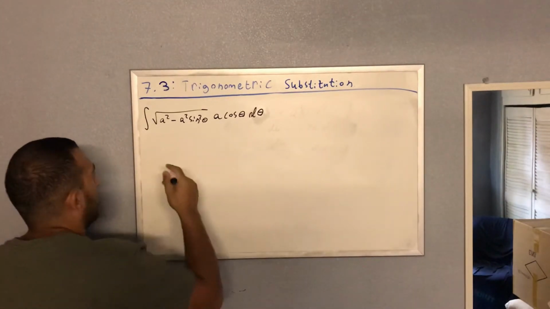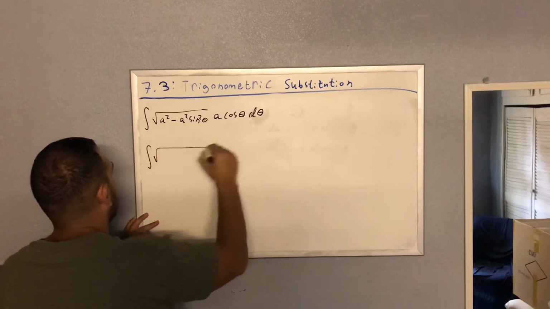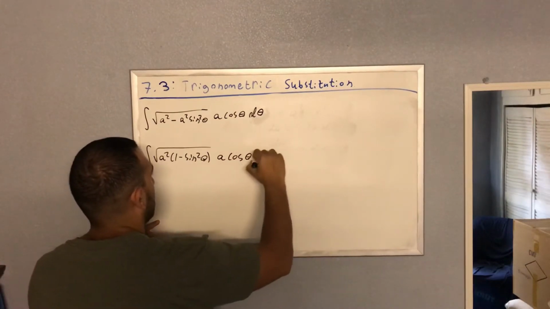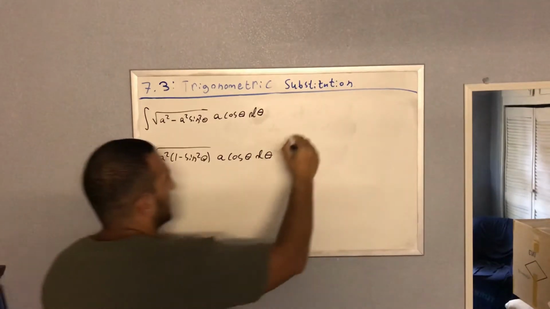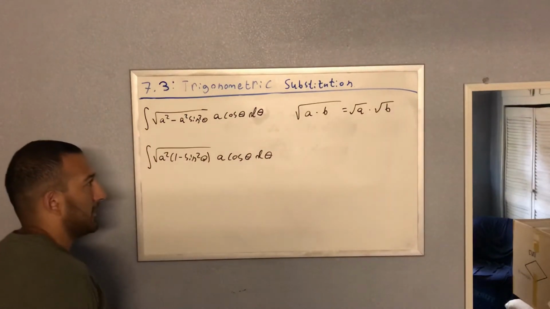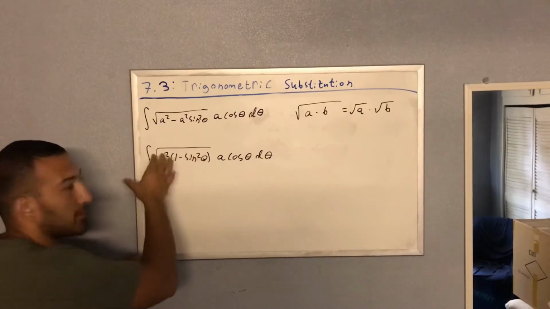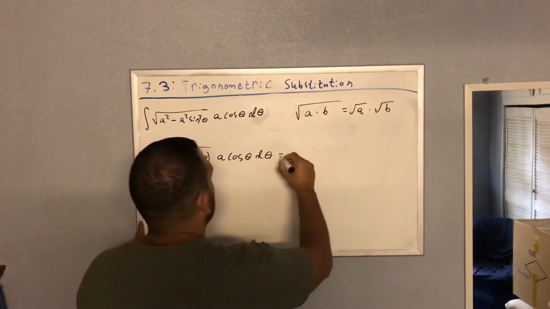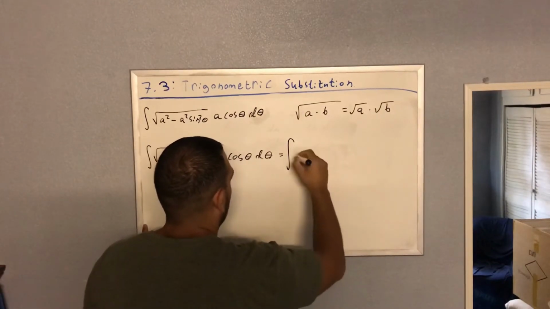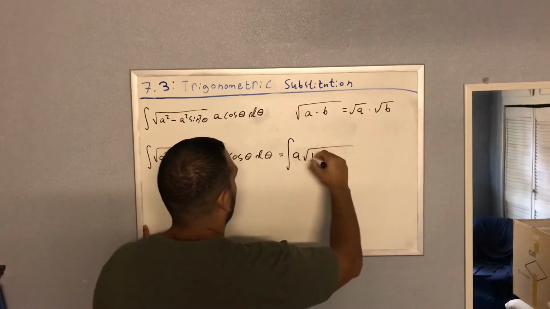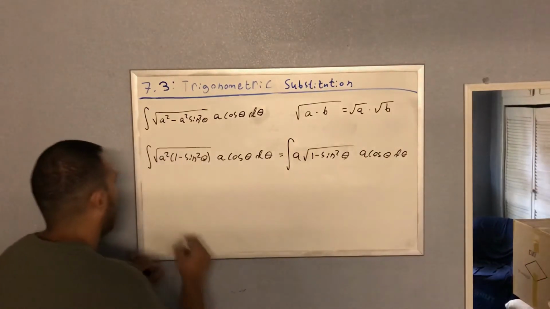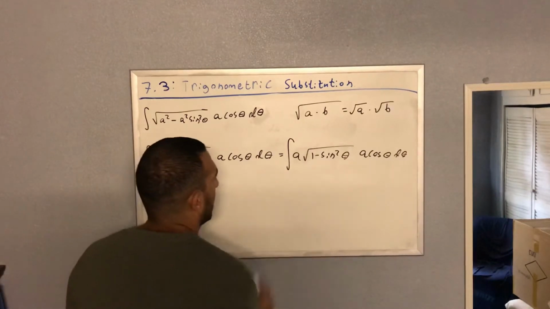And so now, notice that you can factor out this a squared to get this. Then we still have the a cosine theta d theta. And then using this property, if you have an a times b in a square root, you can take the square root of each part and just multiply them. So this becomes the integral of root a squared, aka just a, times the square root of 1 minus sine squared theta times a cosine theta d theta. Okay, so now this a and this a gives me an a squared.